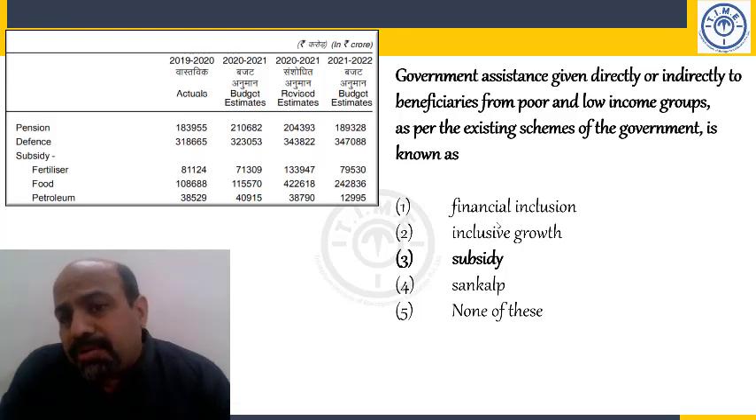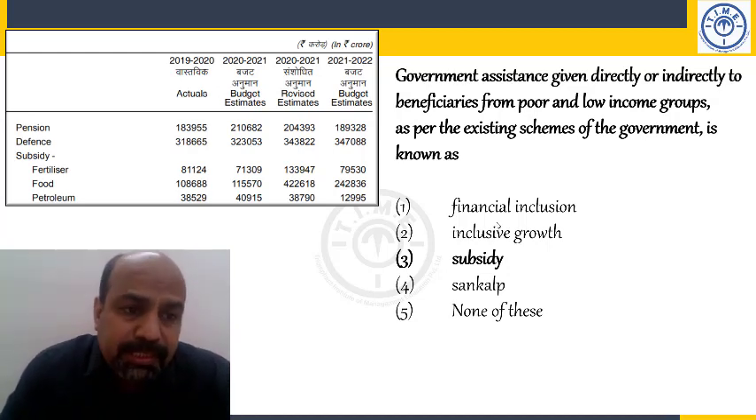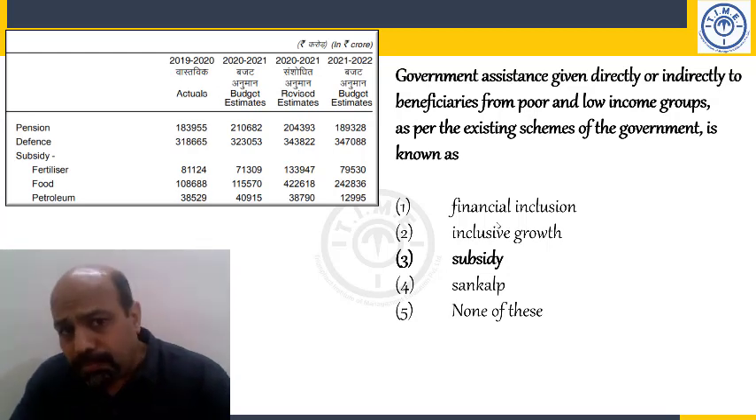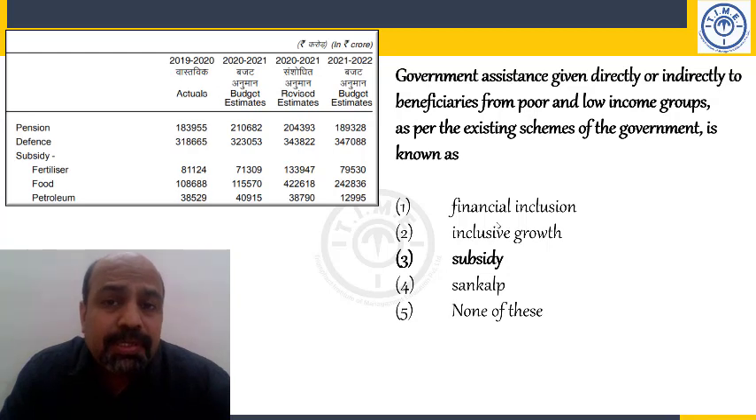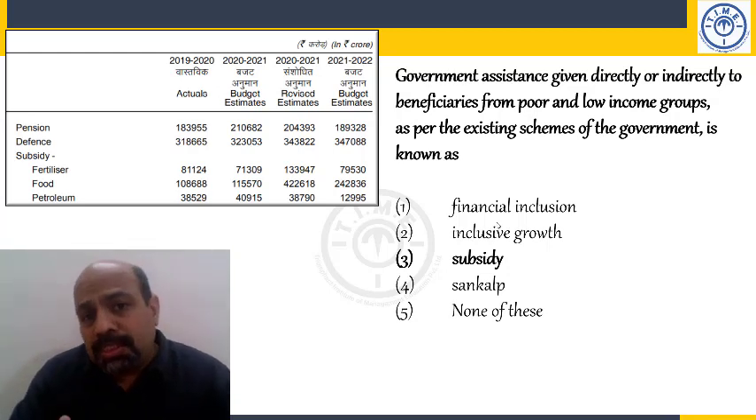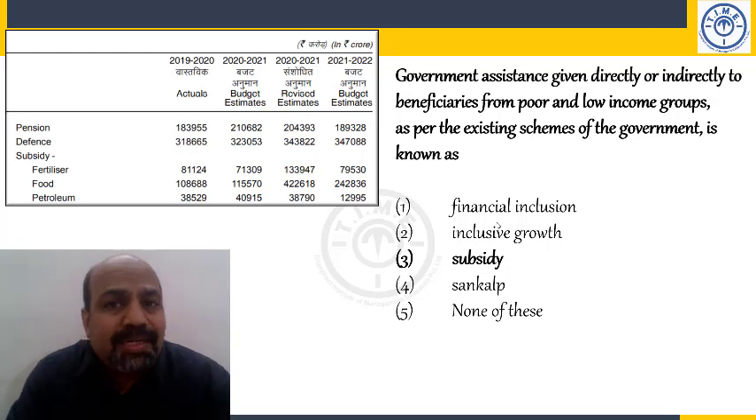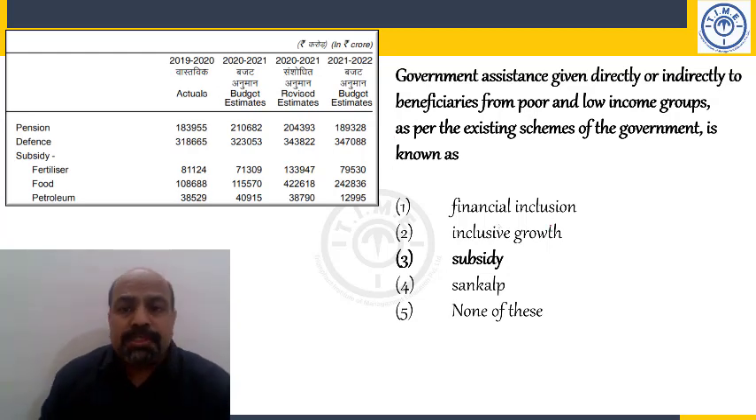Government assistance directly or indirectly to beneficiaries from poor and low income groups as per the existing schemes of the government is known as subsidy. We see the numbers here. I took this from the budget document 2021-22, that is the budget for the next financial year. This particular graphic is a part of a document called budget at a glance. So I'm going to take you through this.